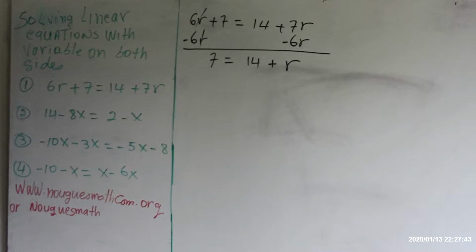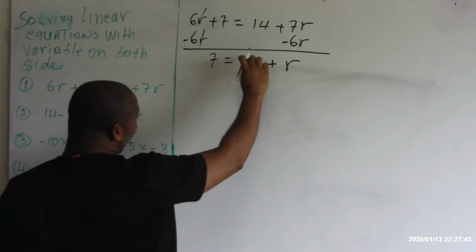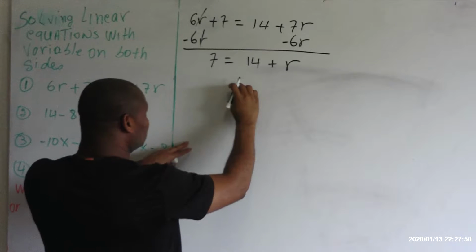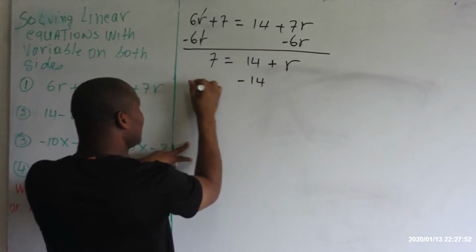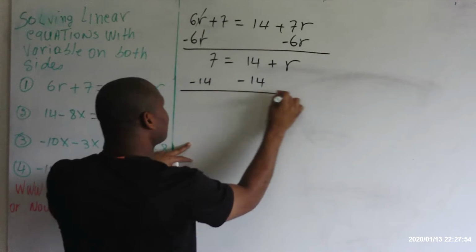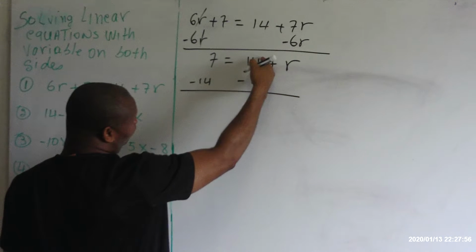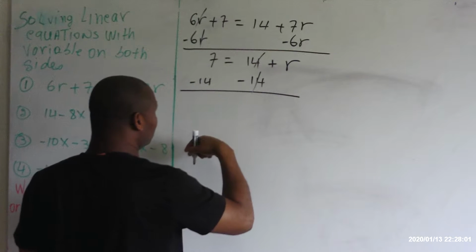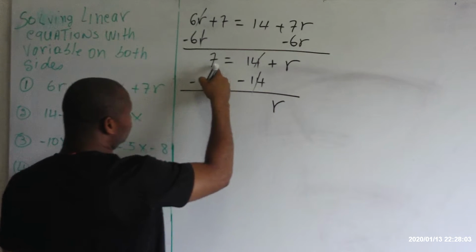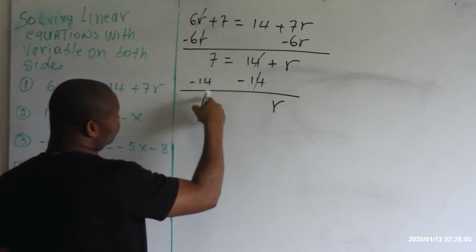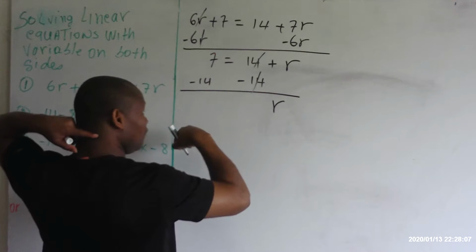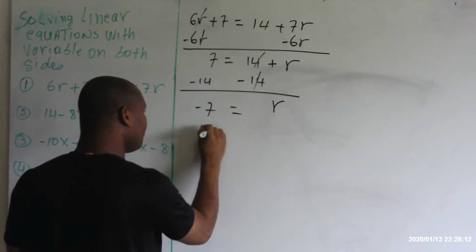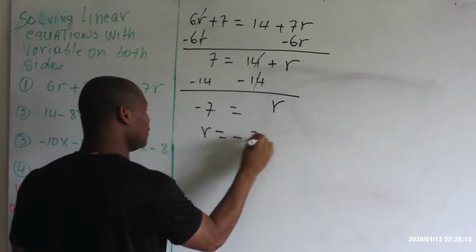Alright? So we're going to subtract 14. We continue to subtract because we have a positive 14 right here. Let's subtract 14 from both sides. Alright, there's positive 14 and negative 14. That's going to be cancelled. So bring down r. So when you subtract 7 from negative 14, that's going to be negative 7. So r equal negative 7.